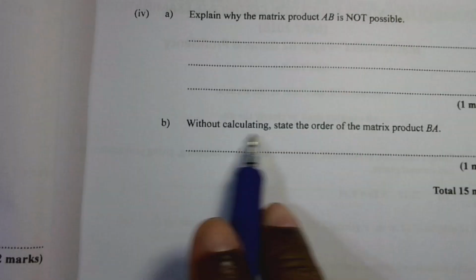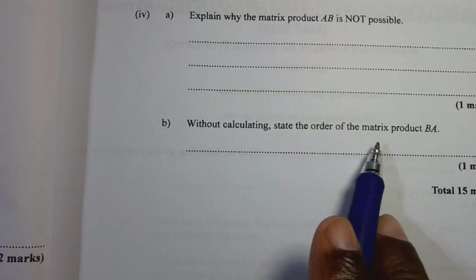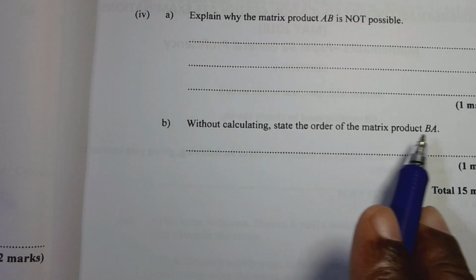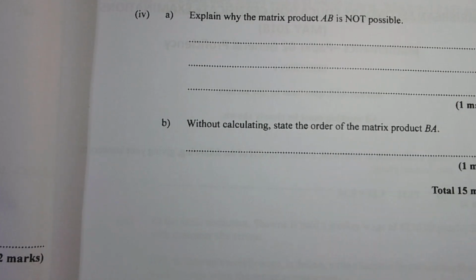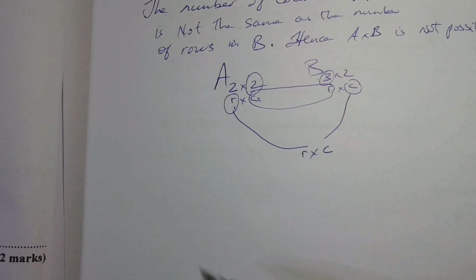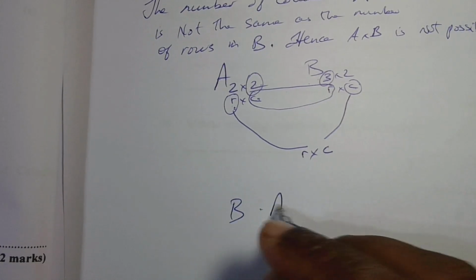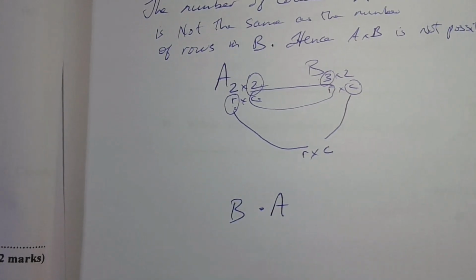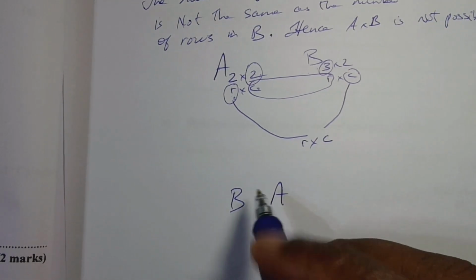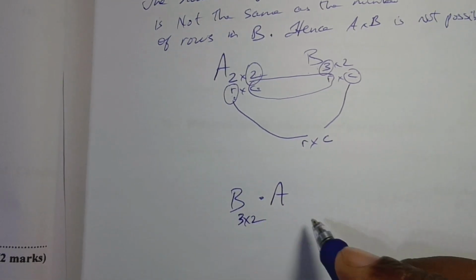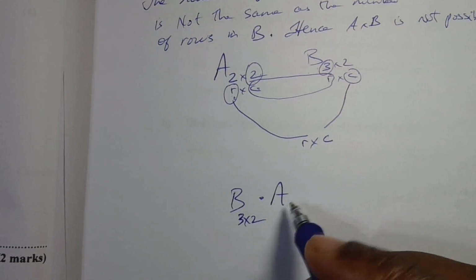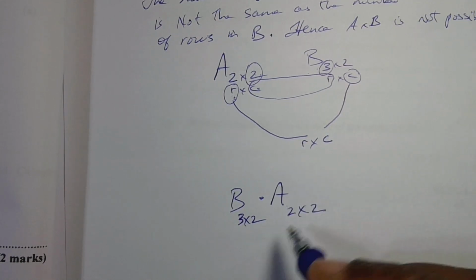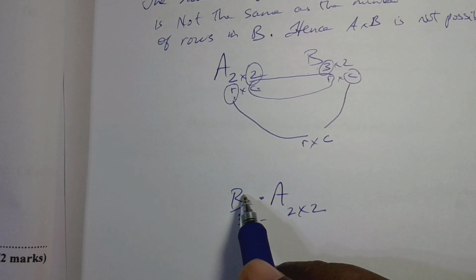It says without calculating, state the order of the matrix product BA. So we're going to multiply B by A. We don't multiply, by the way, but just saying. We have matrix B, and its order is a 3 by 2. We have matrix A, its order is a 2 by 2. And we can multiply B by A in this case.